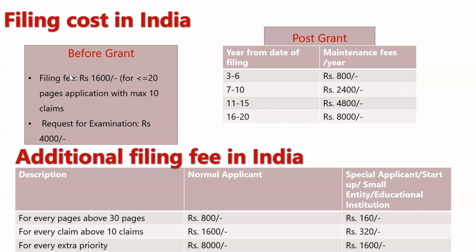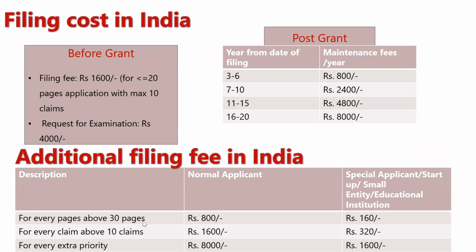And some additional filing fees are also there. The normal application restricts you to filing the application within 30 pages, and you can include only 10 claims. If you wish to include more claims, then you have to pay some additional fee.